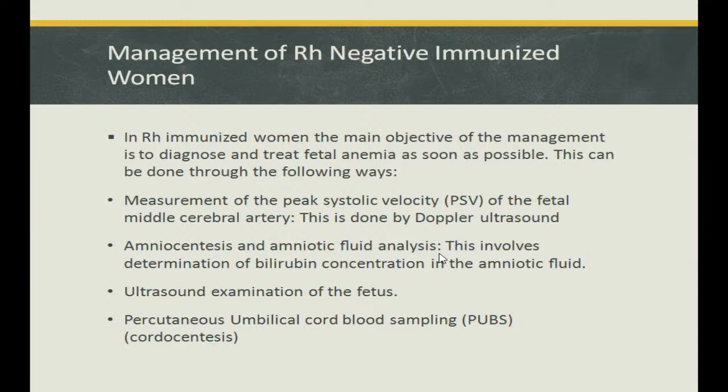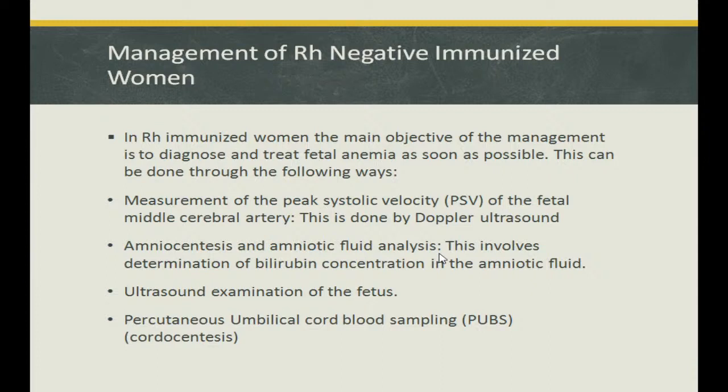And at last, management of the rhesus negative immunized woman. She had sensitization before pregnancy, or she got it during the pregnancy, or both. In rhesus immunized women, the main objective of the management is to diagnose and treat fetal anemia as soon as possible. This can be done in the following ways. Measurement of the peak systolic velocity of the fetal middle cerebral artery. This is done by Doppler ultrasound.